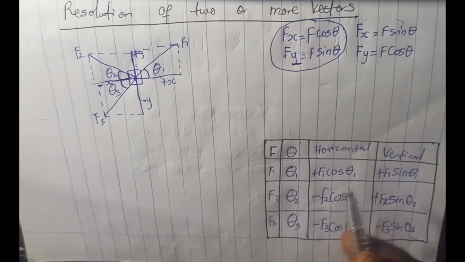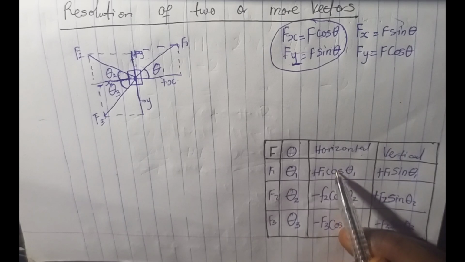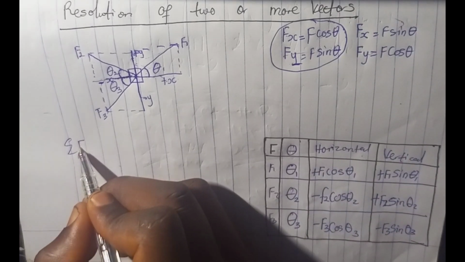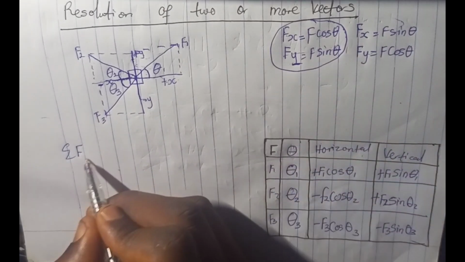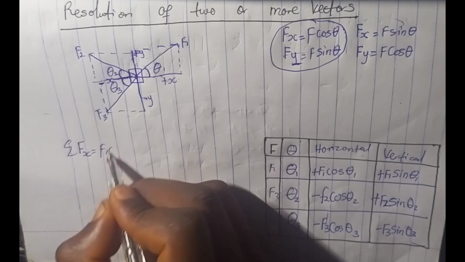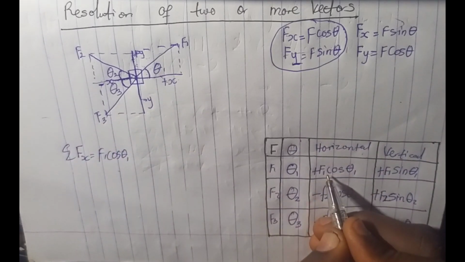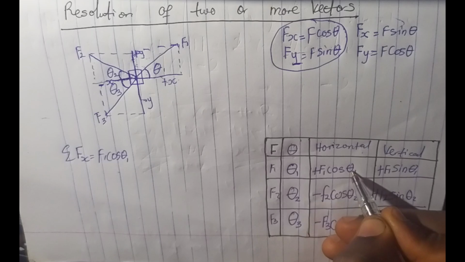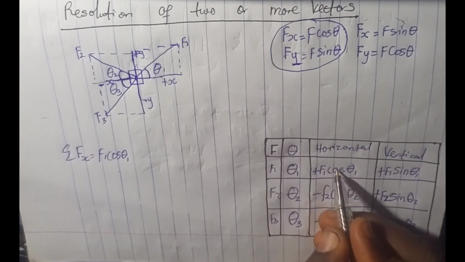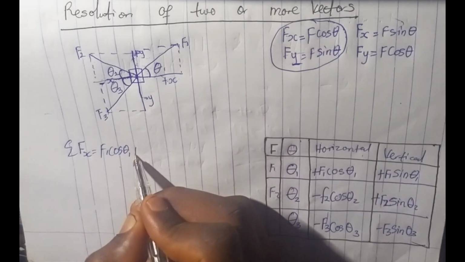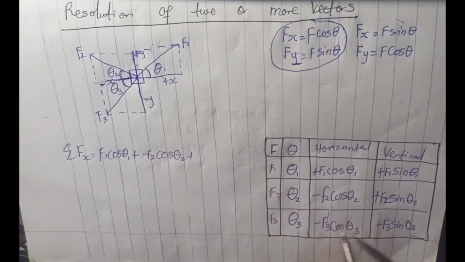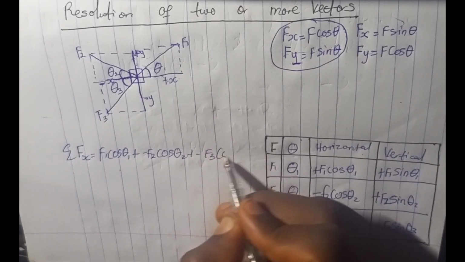So now after doing this, you must get the total, the summation of the horizontal components, the summation of Fx. They will give you the force F1 and they will give you theta, the angle. So you have to get a value, and you have to add everything. In this case, it is F1 cos theta 1 plus minus F2 cos theta 2 plus minus F3 cos theta 3.